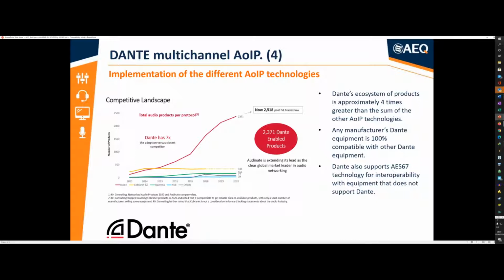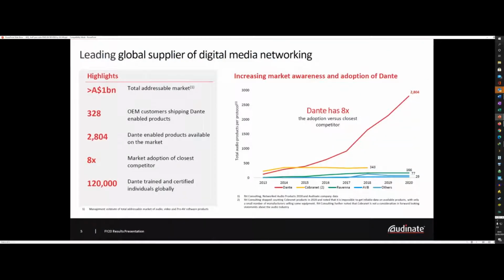Obviously, February was approximately 7 months ago, and in 7 months, a lot can happen, and we're now at 2,800 products. So what we can see in there is that the general trend of Dante is ever upward, even an acceleration compared to, say, 4 years ago, when it was a rather modest 500 or 1,000 products on the market. Whilst we are 8 times larger than the closest audio over IP competitor in terms of the number of devices supporting that technology, I think it's actually more interesting to say that there are 4.6 times as many Dante supporting products as all the other audio over IP technologies on the market combined. So it's a very, very popular technology.